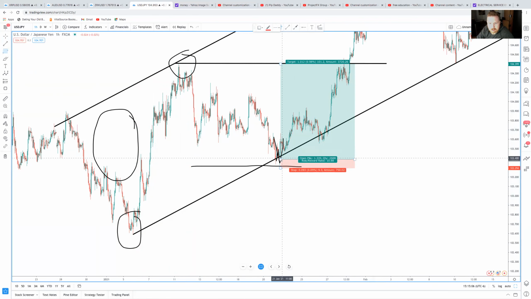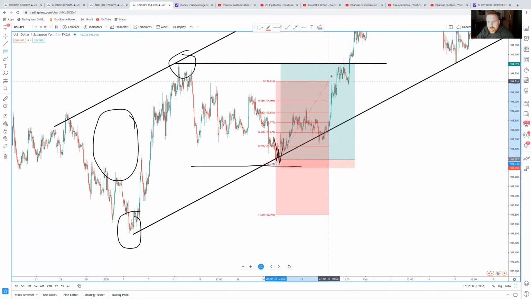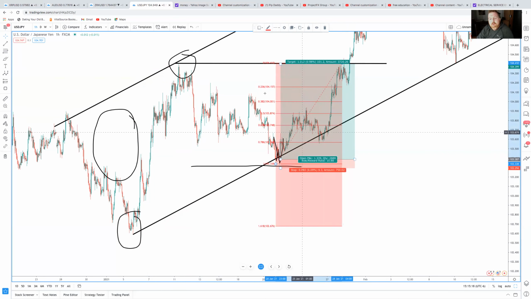So we entered here and price went to here. So it hit our target. Let's do this to see if we want to stay in this trade or close it in profit. What we just did when entering this trade was looking at the pullback, so we're going to do that again.